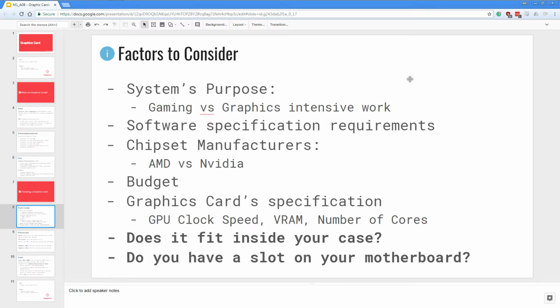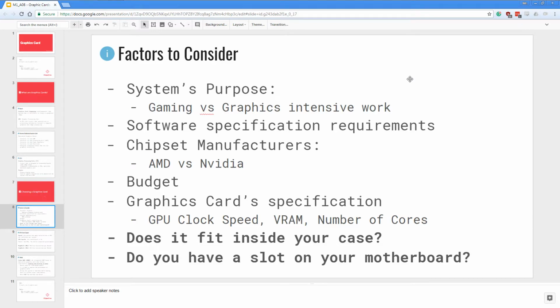Next, you want to look at your software specification requirements. If you're playing a high-end video game, you need a high-end gaming card or video card that supports the specification that the software requires. If you're doing a lot of graphic intensive work such as video editing or even data calculations, you need graphics cards that are designed for those type of calculation.